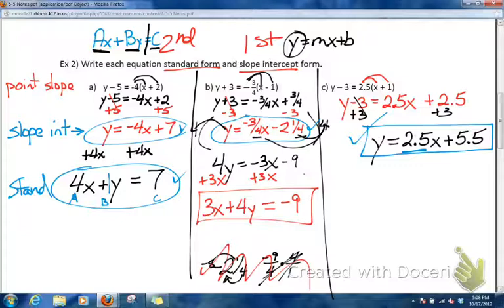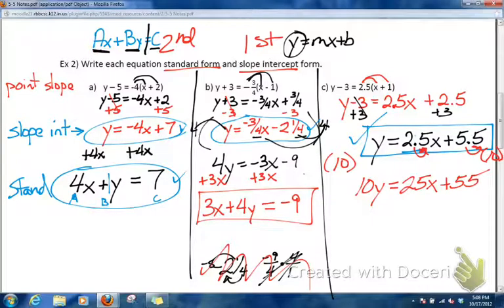Now again, thinking about standard form, I know I can't have any decimals or fractions. Well, how do I get rid of those decimals? That should be pretty simple, because there's only one decimal place, so I'm going to multiply everything, both sides, by 10, because I know multiplying by 10 just moves my decimal 1 to the right. So 10 times y is 10y. 10 times 2.5 is 25x. 10 times 5.5 is 55.